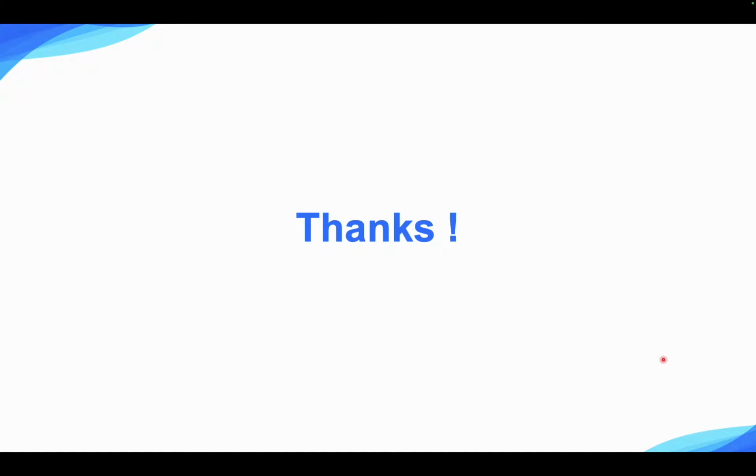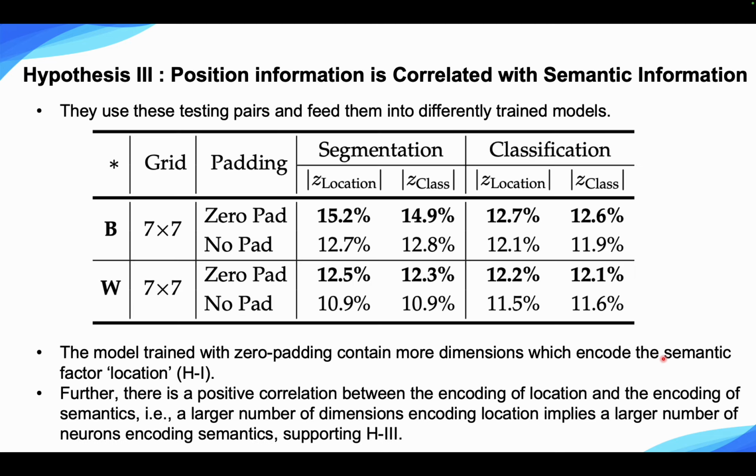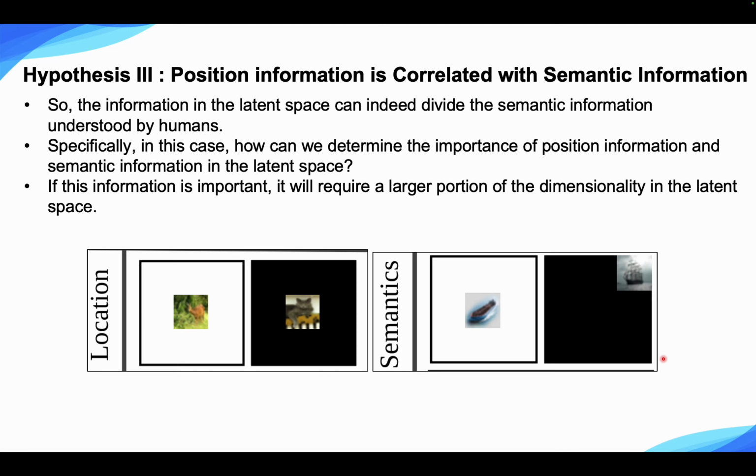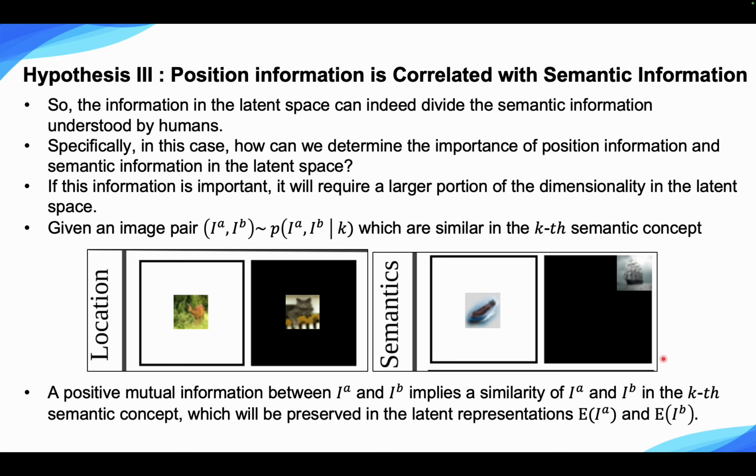I'm curious about the hypothesis 3 experiment. Say you use the latent pairs. Yeah, can you explain again?